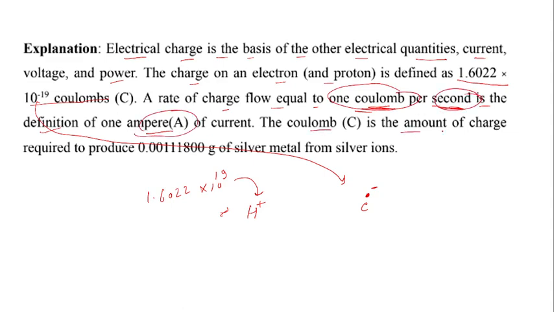The coulomb is the amount of charge required to produce a certain amount of silver. If you provide this amount of charge, this amount of silver will be deposited. First of all you have defined this thing, and after that you can say it reversely: whatever charge is able to provide this amount of silver will be equal to 1 coulomb. So this is all interconnected.